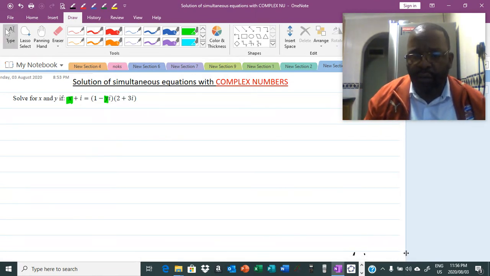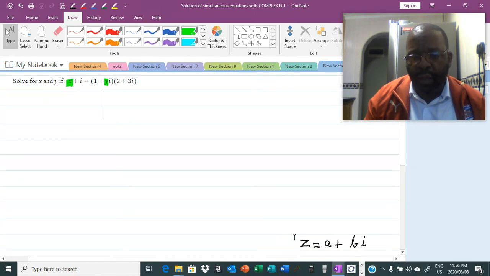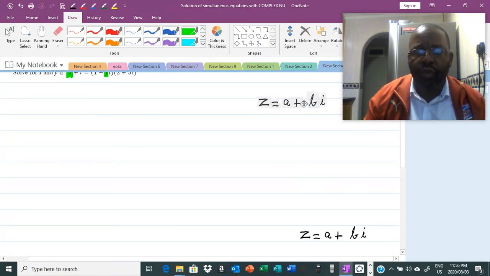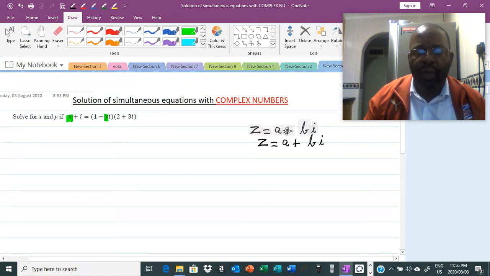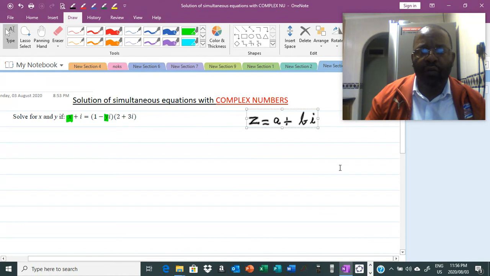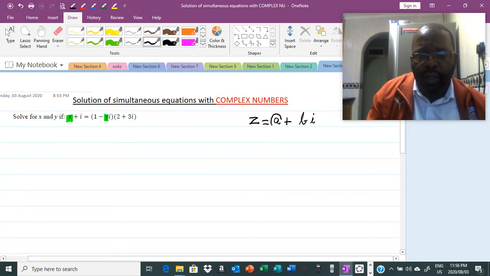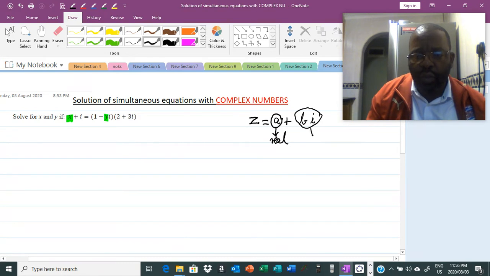We know that the standard form of the complex number must always come in the form z equals a plus bi. So our complex number should always be in the form a plus bi, where a is the real part, and bi is the imaginary part. So how do you know it's real? It's got no i. And how do you know it's imaginary? It's got an i.